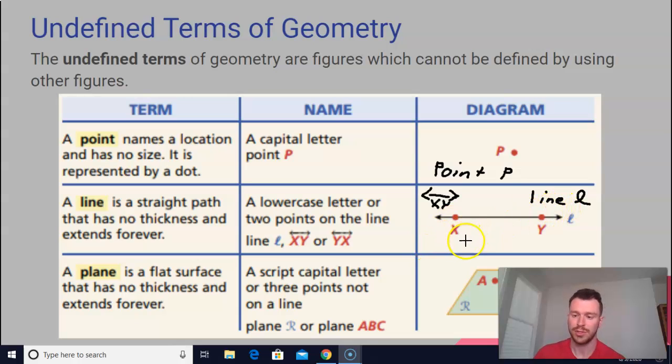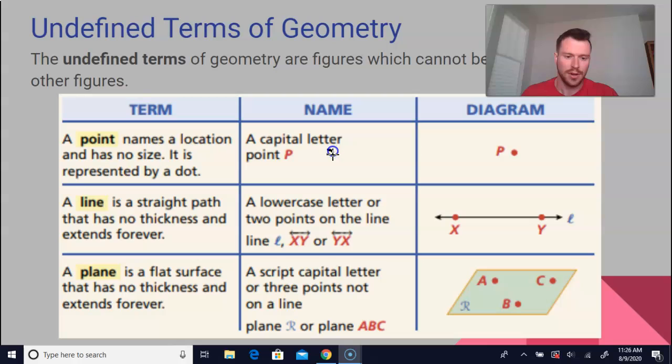Now you may ask, Mr. Pittner, could we also name it line YX? I would say yes, you can. However, we just prefer alphabetical order if we can write it in alphabetical order. It just makes things consistent and just easier to follow if we write in alphabetical order. However, line YX is not a wrong answer by any means.